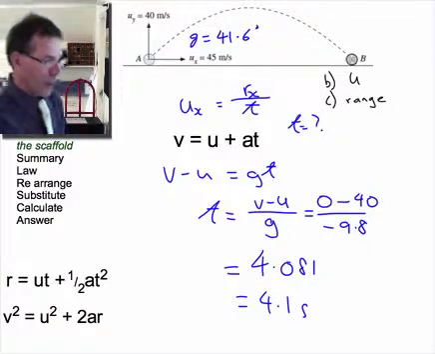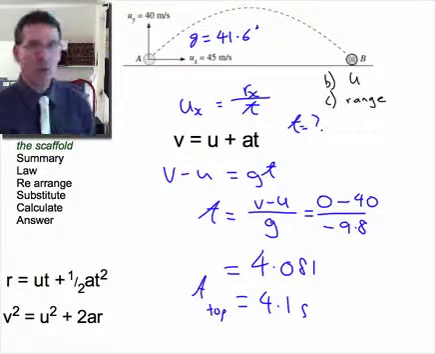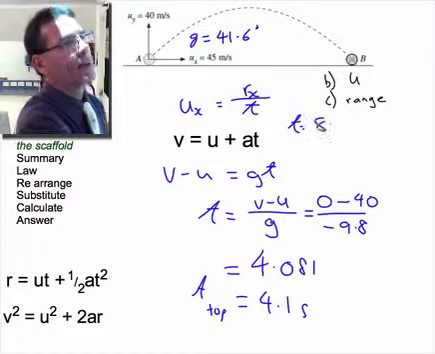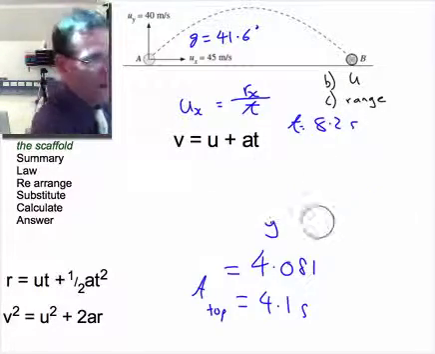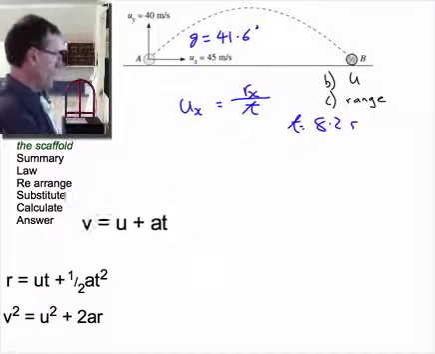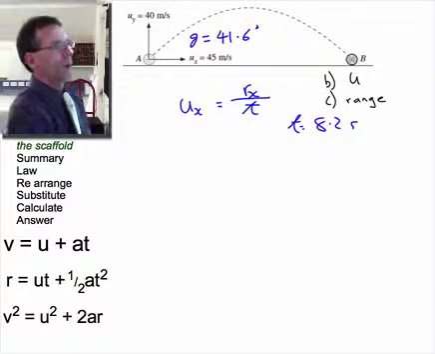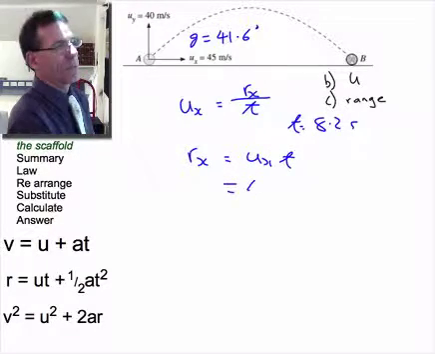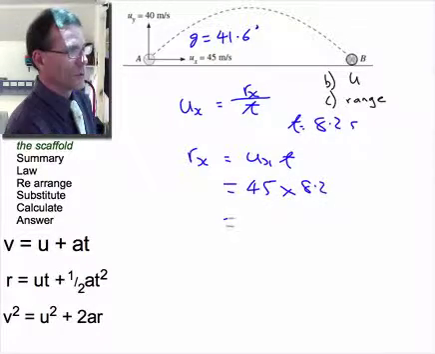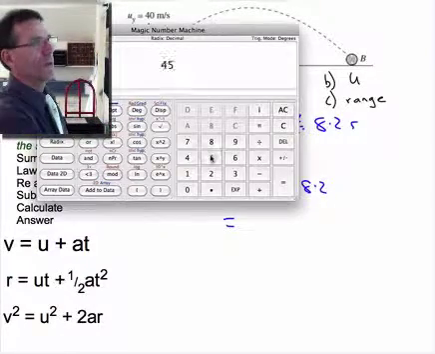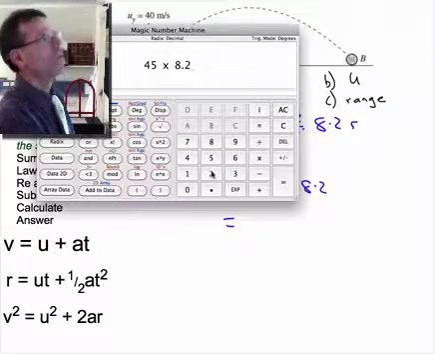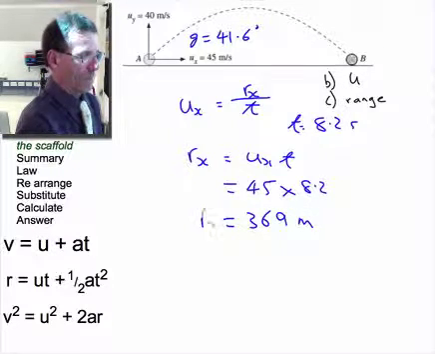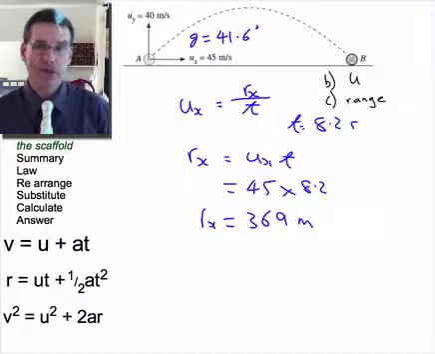If that's the time to the top of flight, then the total flight time is simply twice that. So t equals 8.2 seconds. That's our total time for our flight. Then we're simply going to use this equation here to work it out. Rx equals uxt, which is simply 45 times 8.2, which is 369 metres. Okay, so the range of the projectile will be 369 metres.